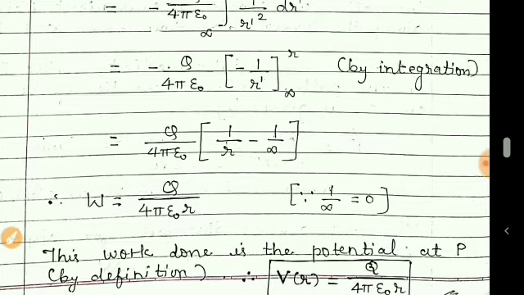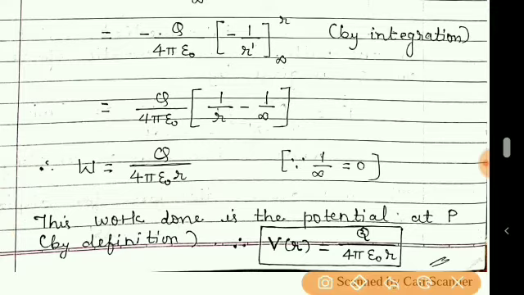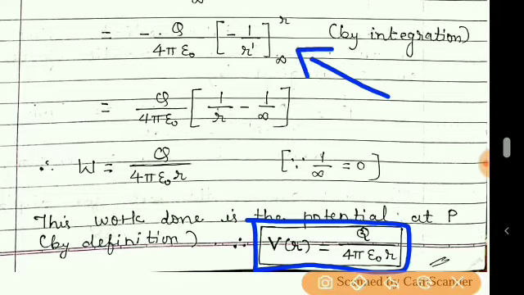So this is the work done to bring a unit charge from infinity to a given point P, which is at distance small r, and that is nothing but the potential of that point P. So this is a very important theory. I hope you will be able to understand this integration.